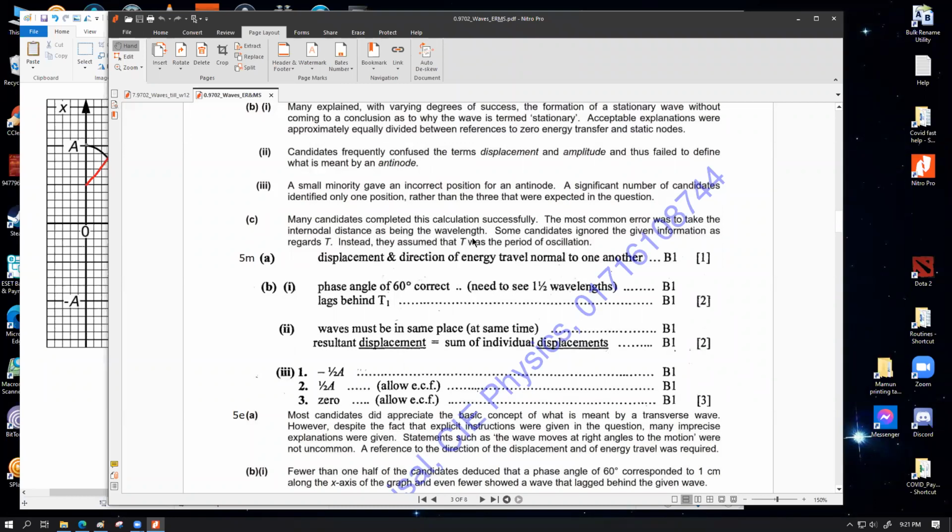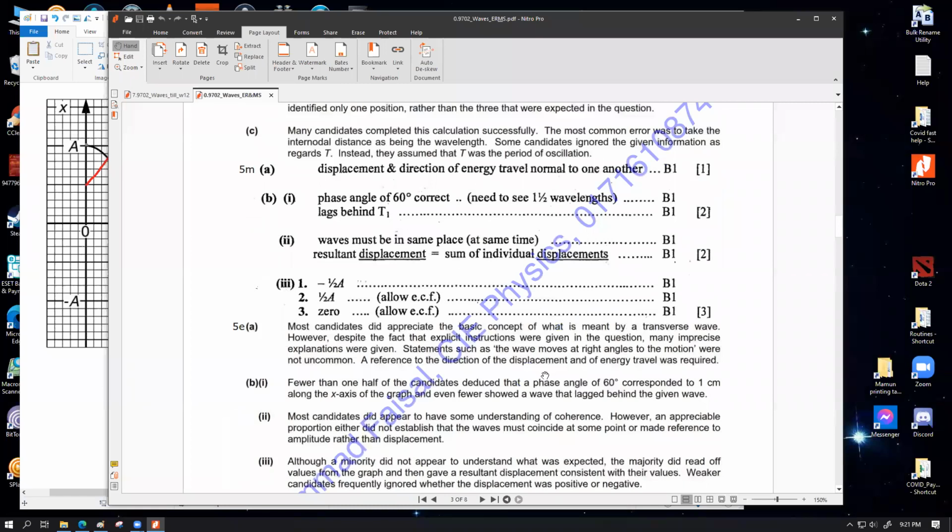That's basically it. If we have a look at the examiner's reaction: most candidates did appear to have some understanding of coherence. However, an appreciable portion either did not establish that the waves must coincide at the same point or made reference to the amplitude rather than displacement. They have underlined that word. Why do we have to stick to the word displacement and not the word amplitude? Try to understand, kids.